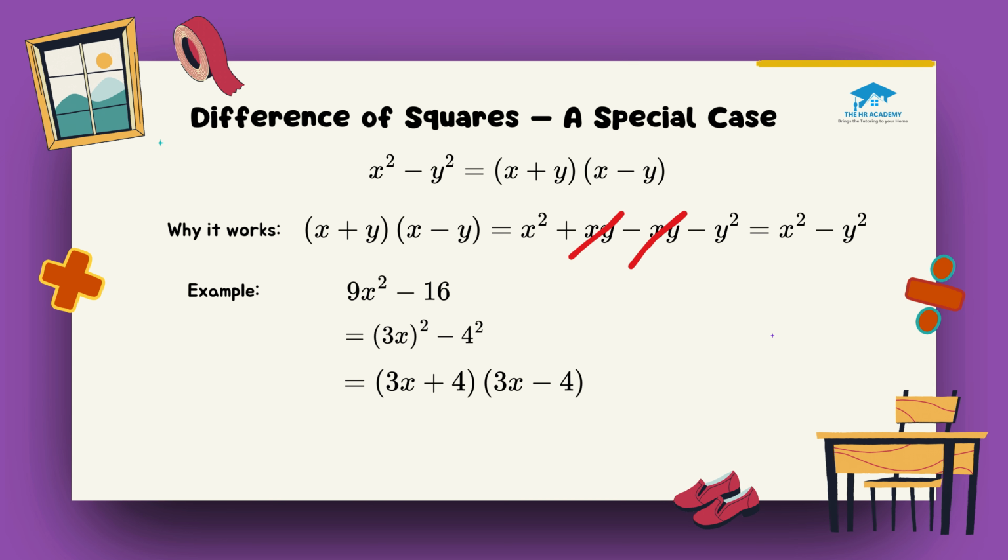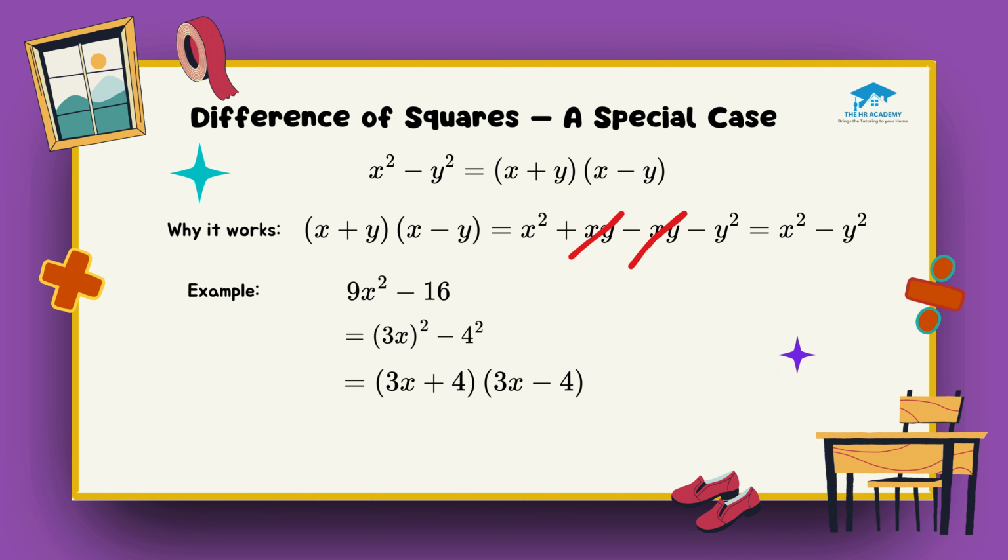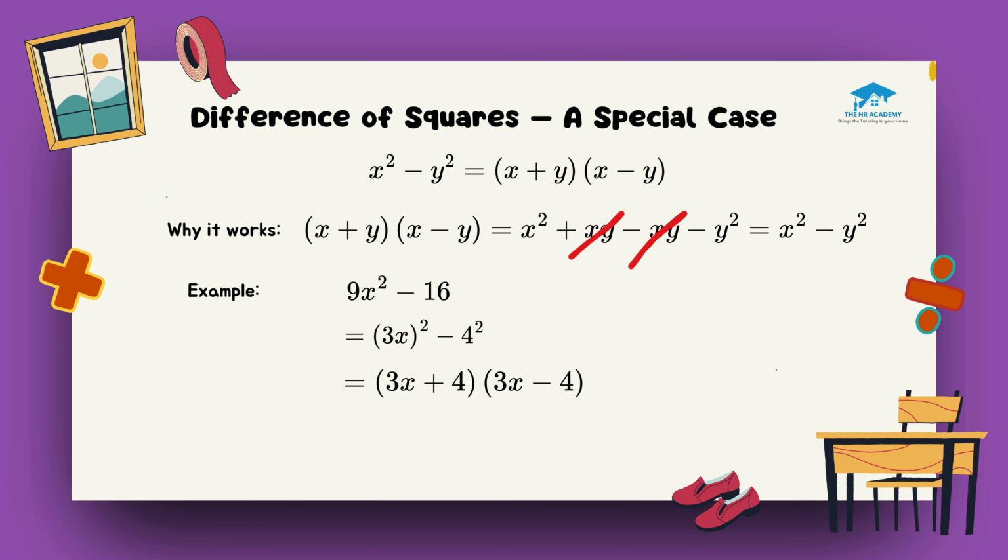This identity only works when both terms are perfect squares and they're being subtracted. Subtracted, not added. We don't want algebraic heartbreak here.